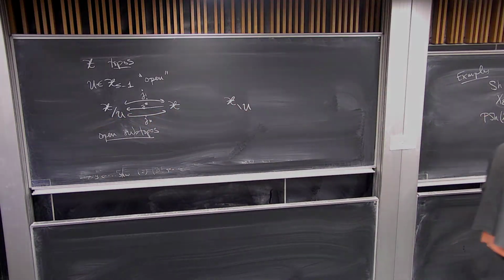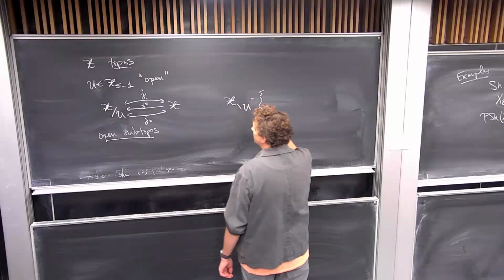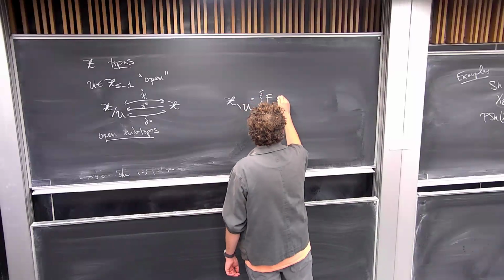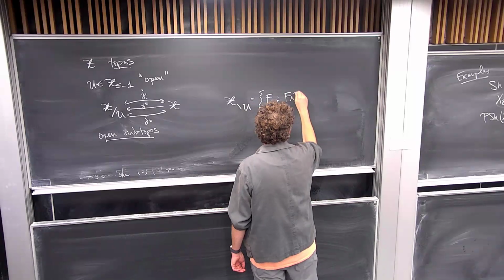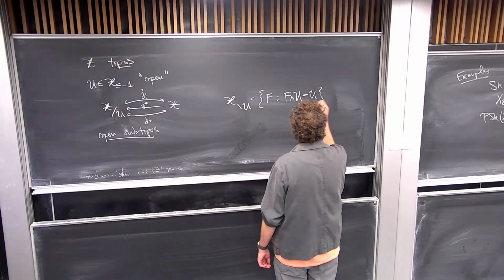And so what can you do? Well, you can look at the collection, the full subcategory of those sheaves F such that if I take the product with U, I'm just going to get U.